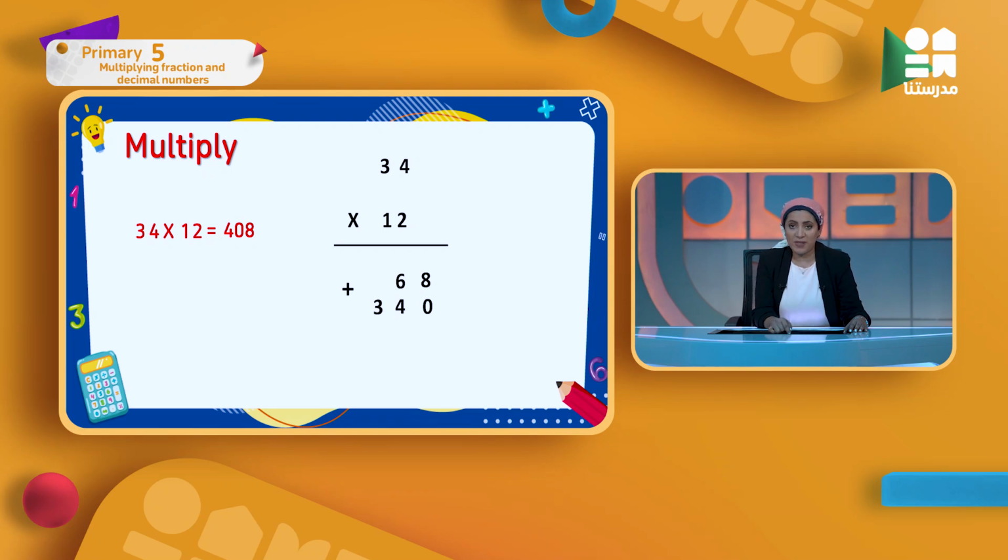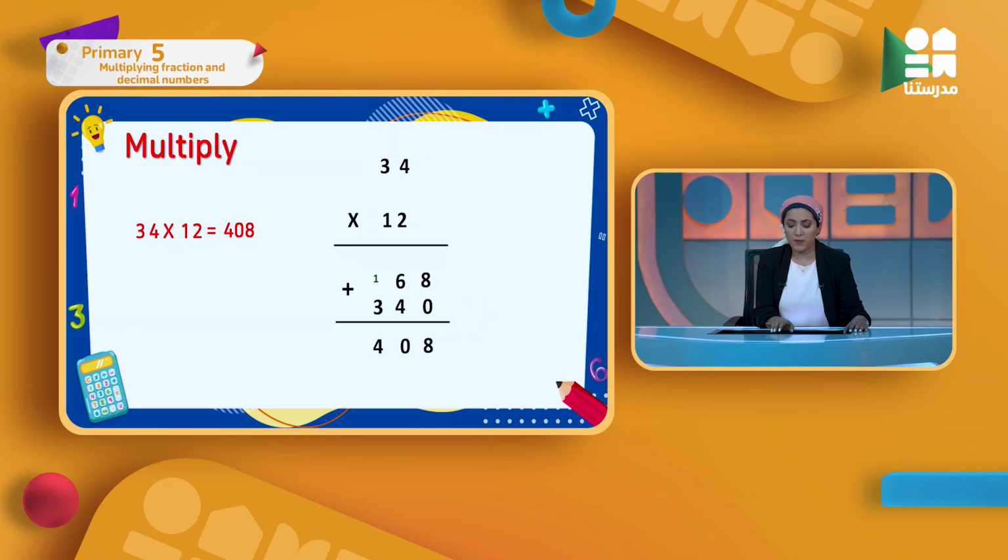Then the answer will be 68 plus 340, and then I add them together. 8 plus 0 is 8. 6 plus 4 is 10. I write the 0 and I carry the 1 on top of the 3. Then I add the 1 to the 3.